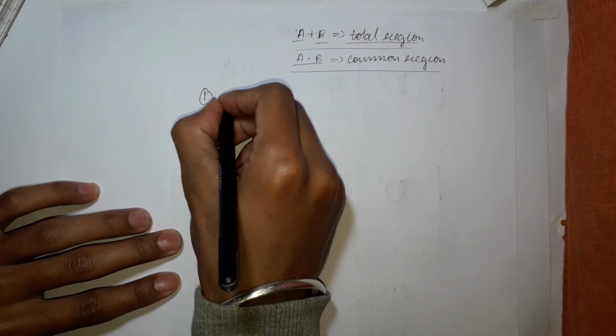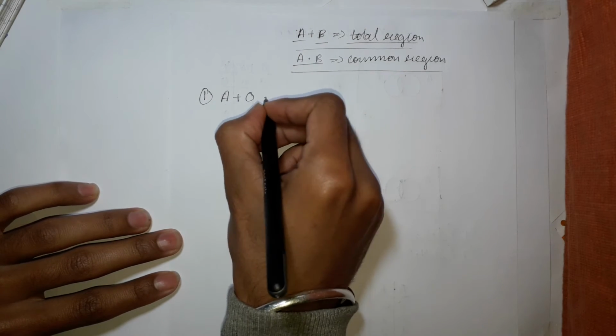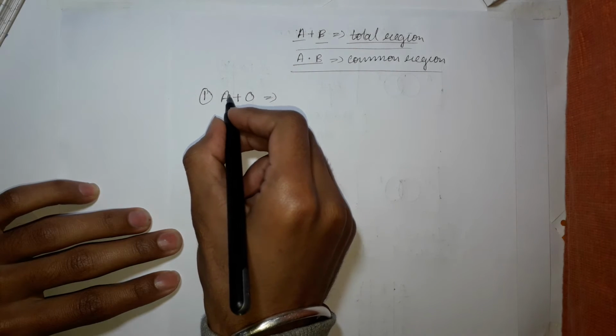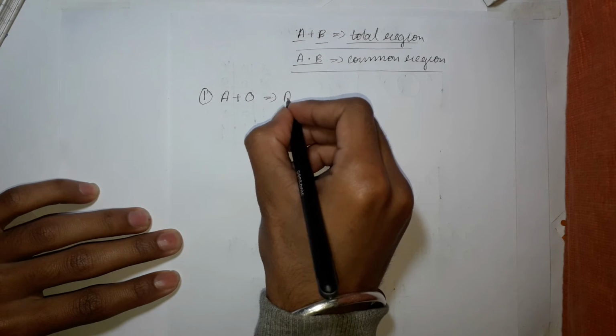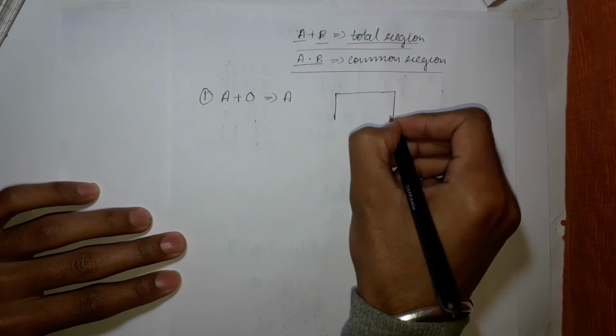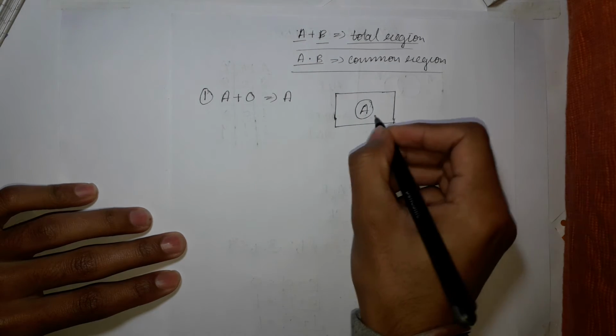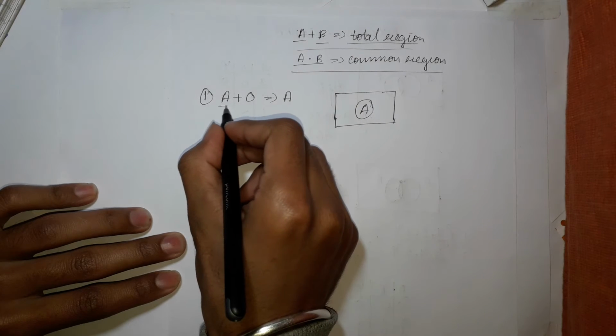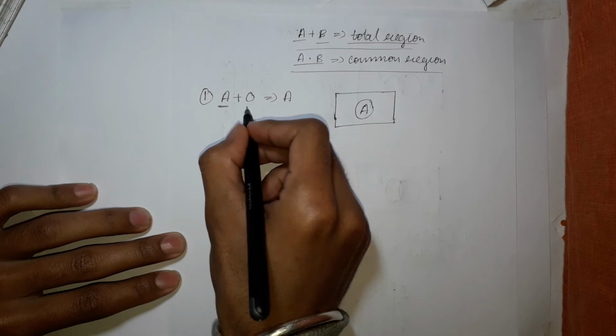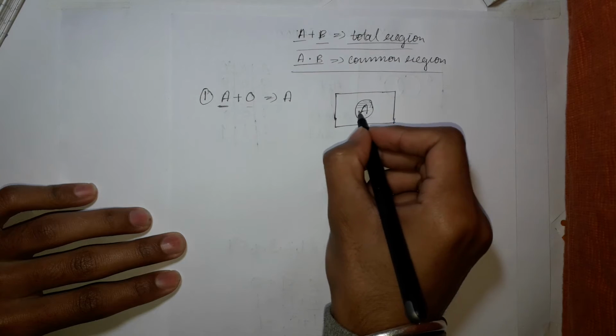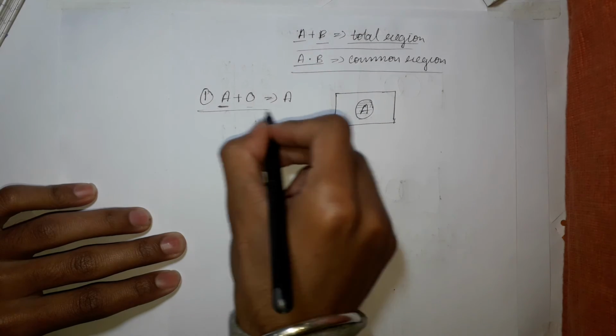So the first question is A or 0. Now what is the total region covered by A or 0? It is nothing but A. Let's see it using the Venn diagram. Here we have our input A. Now what is the total region covered by A and nothing? That is only A. Alright, so the answer is A.